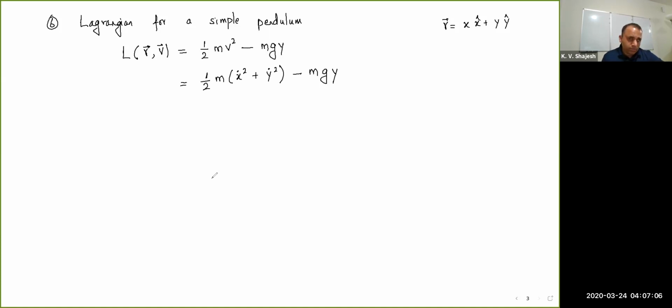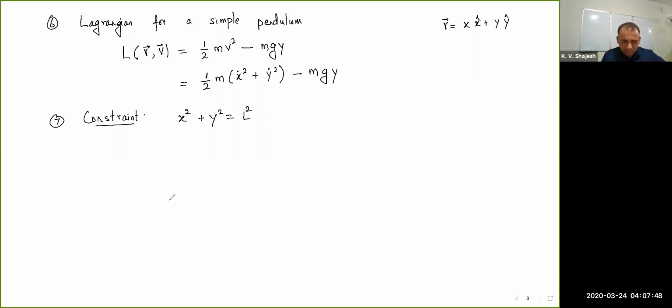But the whole theme in the Lagrangian formalism is to identify the constraint and to choose the right generalized coordinate. So we look for the equation of constraint. There is a constraint, and the constraint is that the pendulum has to be on a circle of radius L. So that's your constraint.